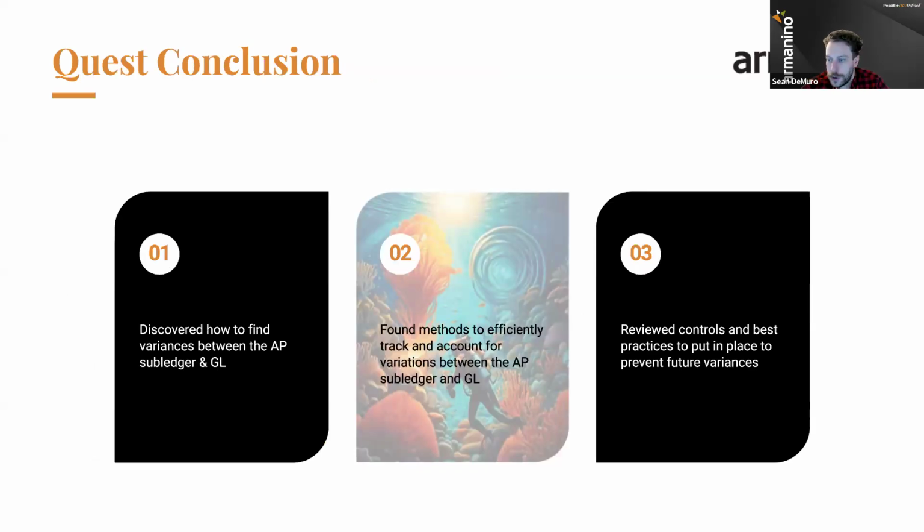All right. We're bumping up against time, so I just want to wrap us up here on our objectives today. You should feel like you've walked away knowing how to find variances between your AP subledger and general ledger, how to pull together a summarized report to help track down those discrepancies, and finally, take away some controls and processes that may help prevent these errors from occurring in the first place. With that, I can hand it back to Jeremy.